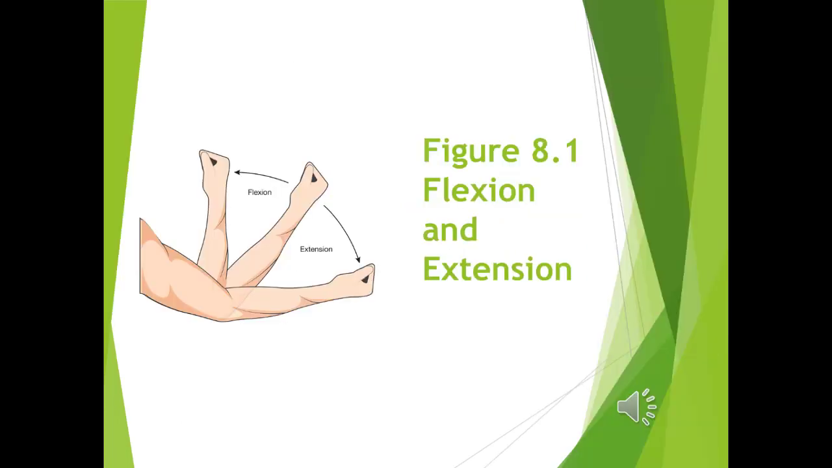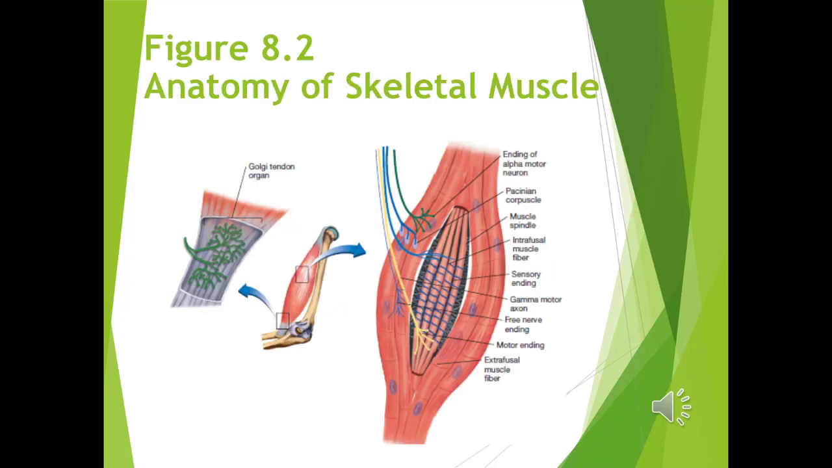Whether an animal is moving quadrupedally on the ground or in the trees or bipedally for that matter, the movement of the limb away from the body is called extension, and the movement of the limb toward the body is called flexion. In this illustration, we see a close-up of the anatomy of skeletal muscle.